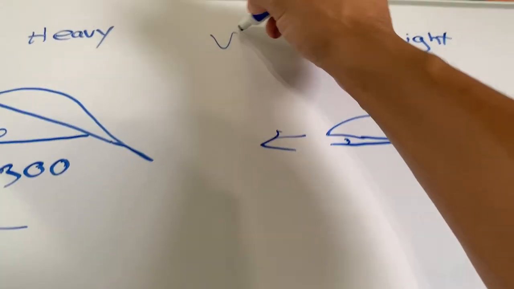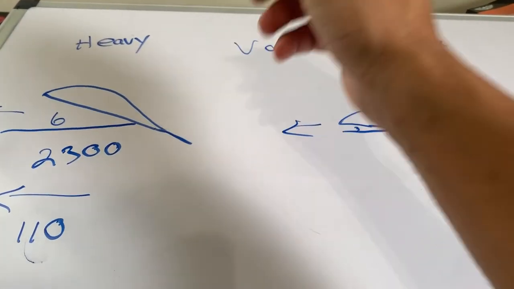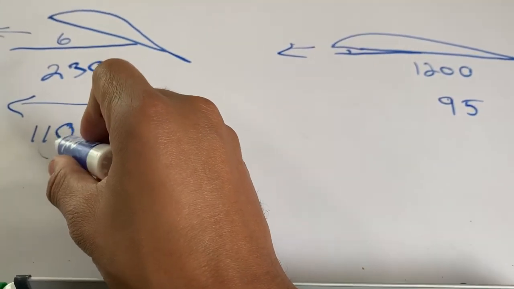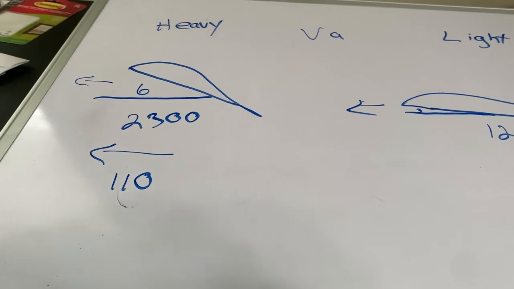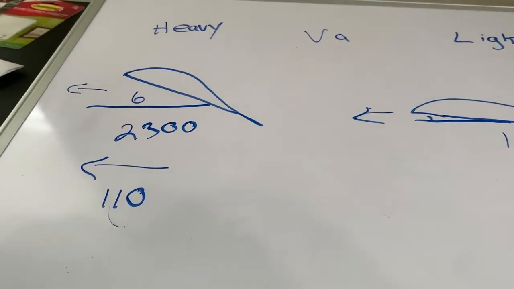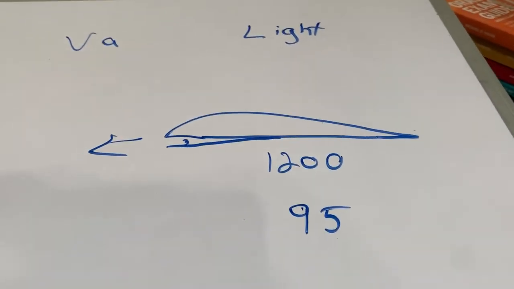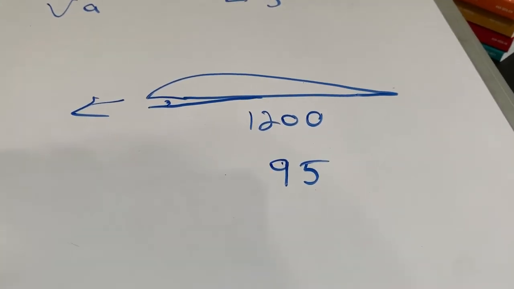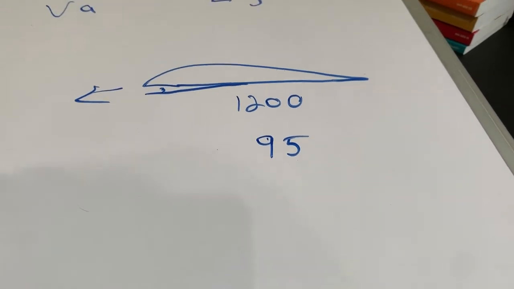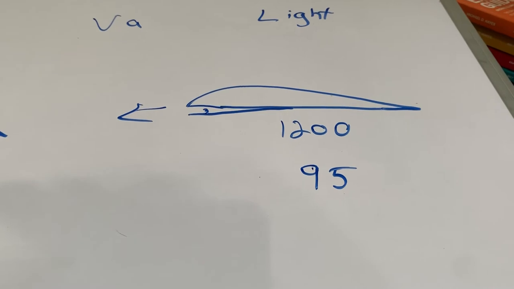Now, where does VA come into place? Where does this have anything to do with VA? VA is, meaning if you're going at 110 knots, I can pull the yoke back briskly all the way back, and the aircraft will actually stall before I do any kind of damage to my wings. If I'm light, 1,200 pounds, and I'm going 95 knots, I can pull the yoke back all the way, and I'll stall before I create any kind of structural damage.